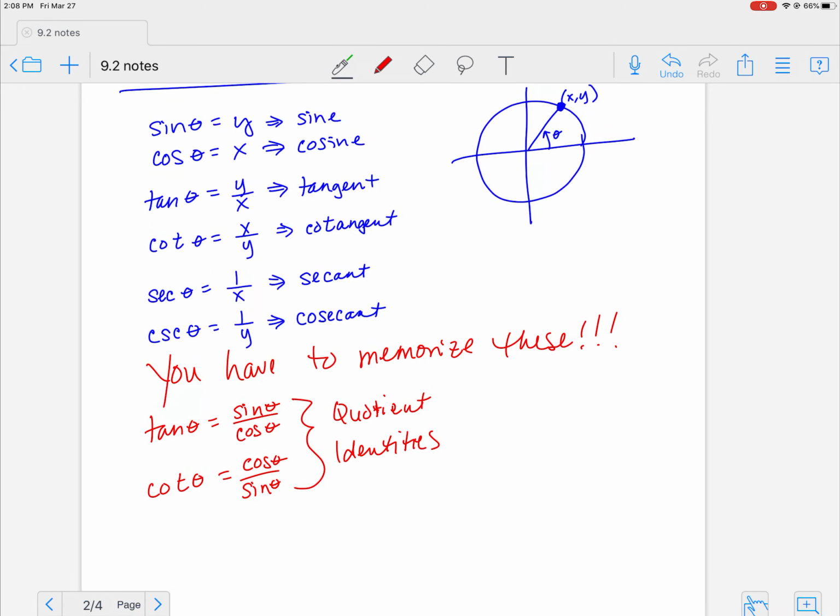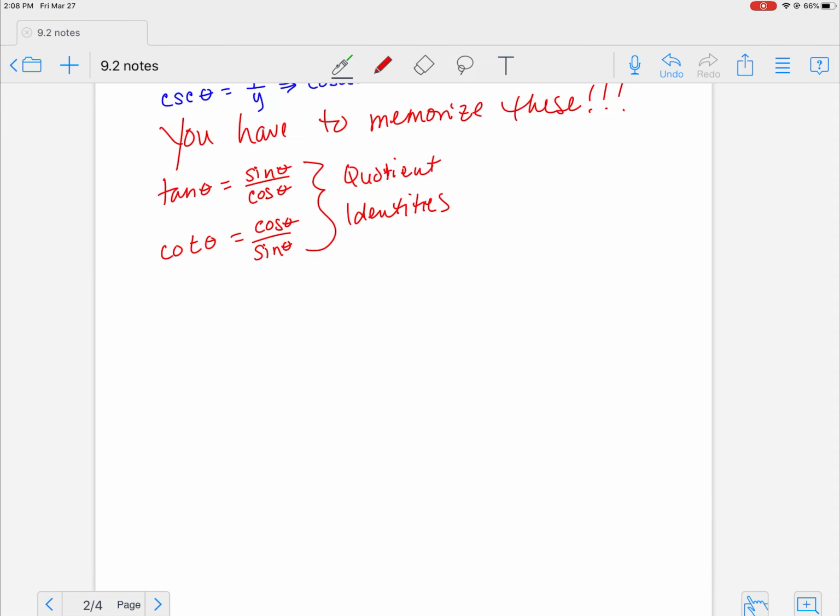All right? Okay. The other thing that we can look at are reciprocal identities. Same thing that's happening right here. If I have tangent, cotangent, those are reciprocals, y over x, x over y, right? Reciprocal is that flip. Sine goes with cosecant, cosine goes with secant. So let's write these out. Let's change our color so that it doesn't look like it all blends together. Reciprocal identities.